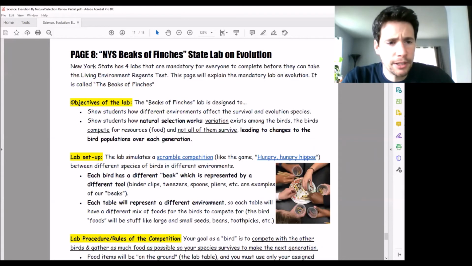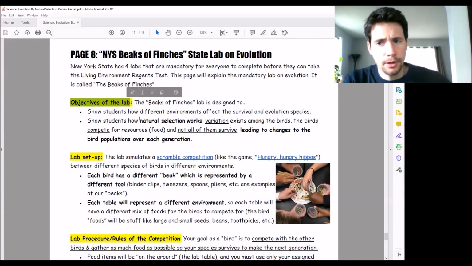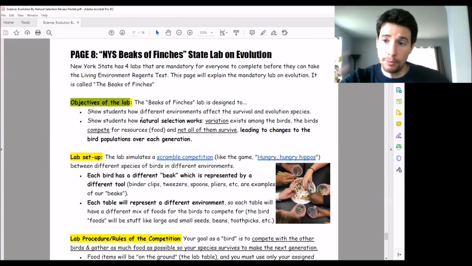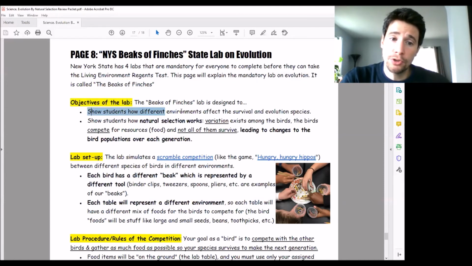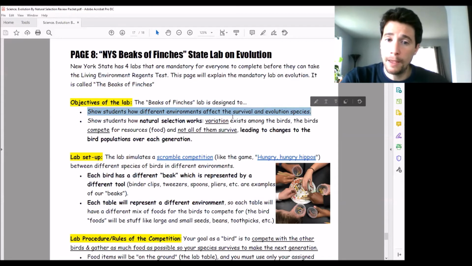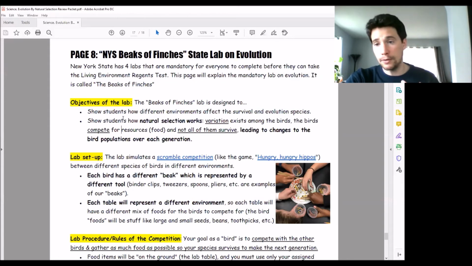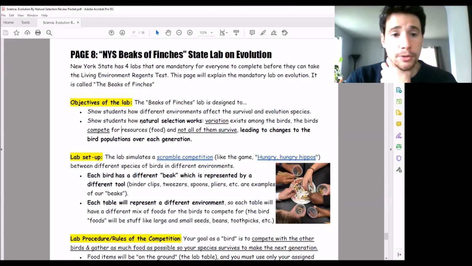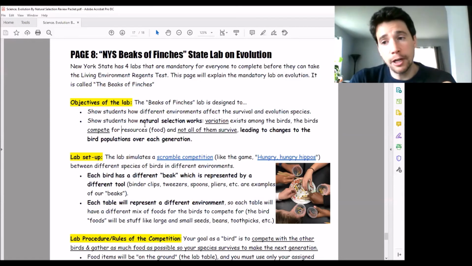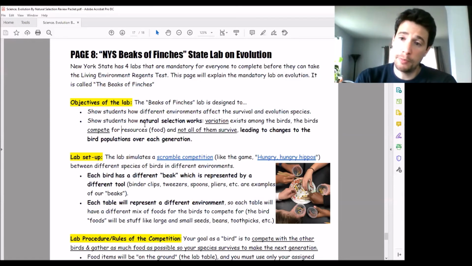Okay, so here are some objectives for the lab, and I actually asked you in the first question to tell me what the objectives are in your own words. The objectives are to show students how different environments affect the survival and evolution of a species. You should have a good understanding of this by now after going through all this evolution stuff. A different environment will change the evolution of a species.